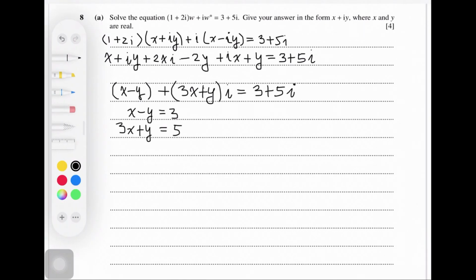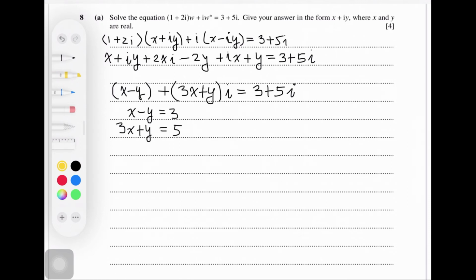Question 8a. Solve the equation 1 plus 2i w plus i w conjugate is equal to 3 plus 5i. Give your answer in the form x plus iy, where x and y are real.